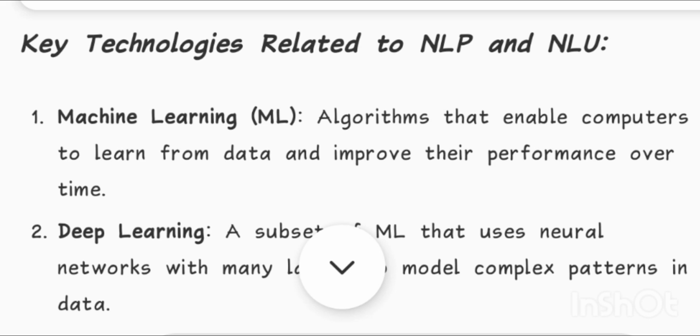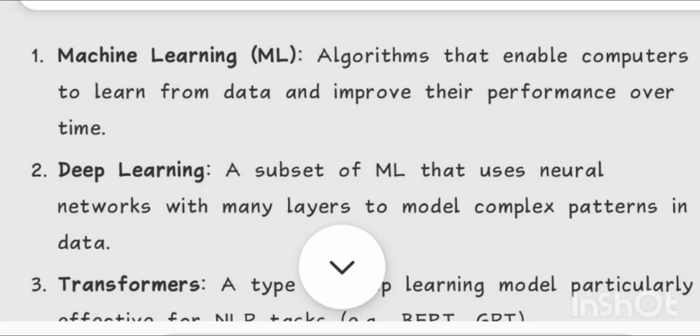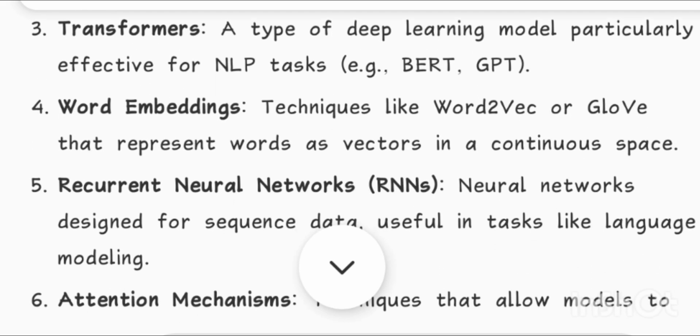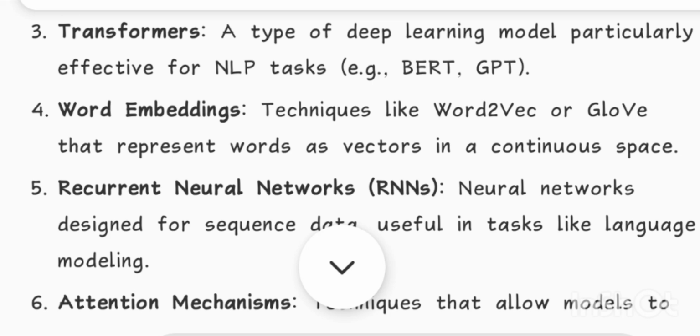Key technologies related to NLP and NLU. 1. Machine learning, ML, algorithms that enable computers to learn from data and improve their performance over time. 2. Deep learning, a subset of ML that uses neural networks with many layers to model complex patterns in data. 3. Transformers, a type of deep learning model particularly effective for NLP tasks, e.g.